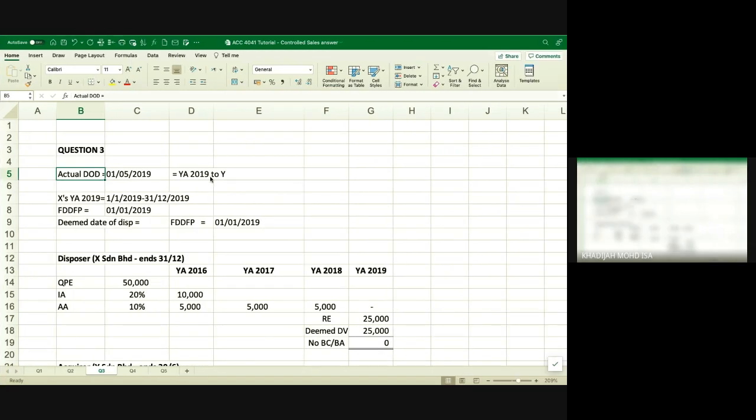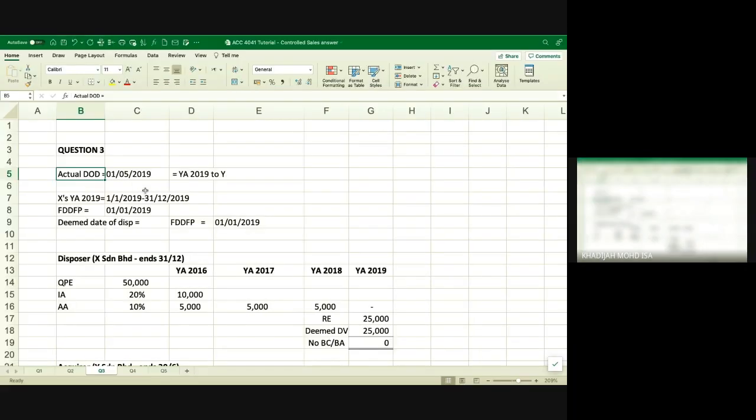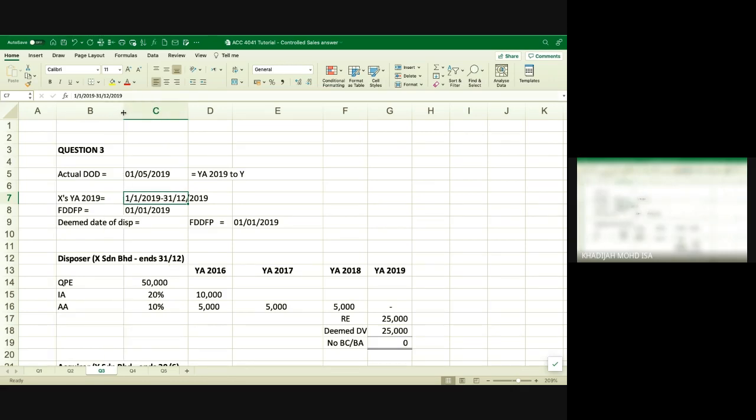Using 2019, the disposal basis period, where the disposer's year end is 31st December, will be from 1st January 2019 to 31st of December 2019, because year end is 31st of December. And that will be the first day of the disposal basis period, which is 1st of January 2019. So the deemed date of disposal is 1st January 2019. So it means that 2019 is the year of disposal, so the disposer cannot claim in YA 2019.